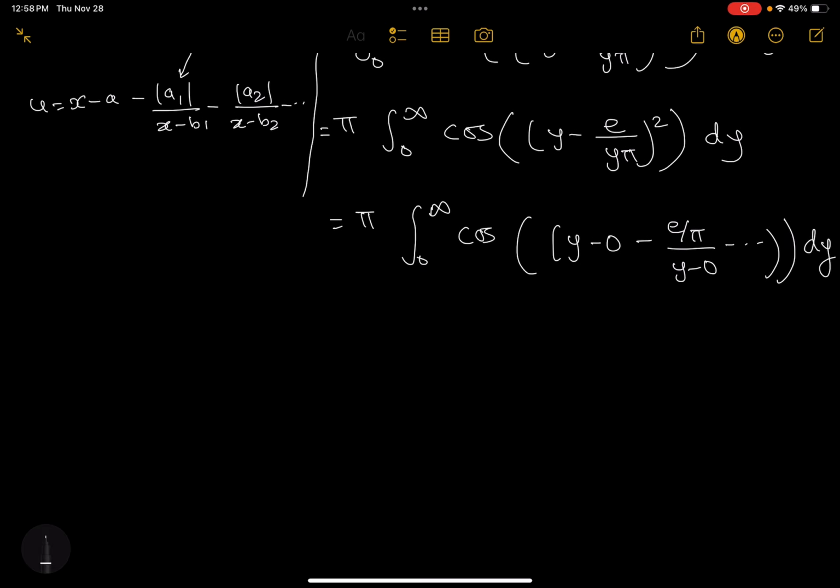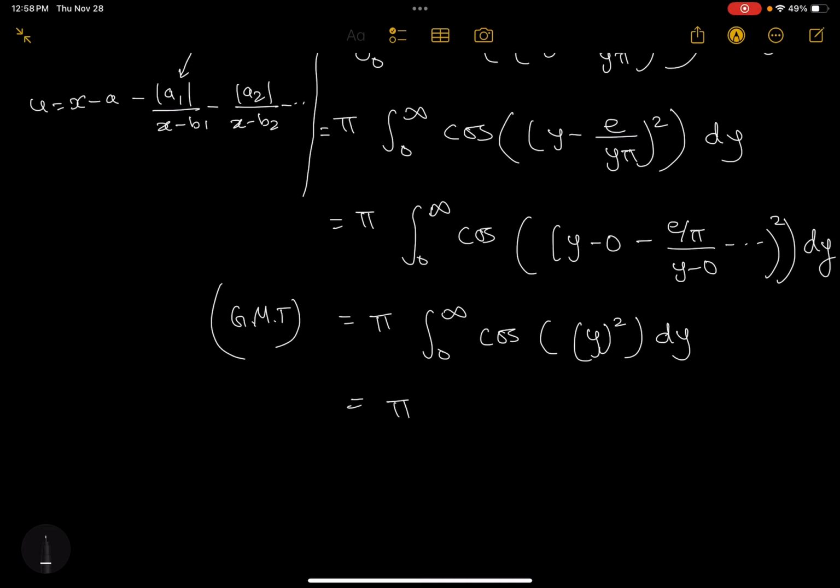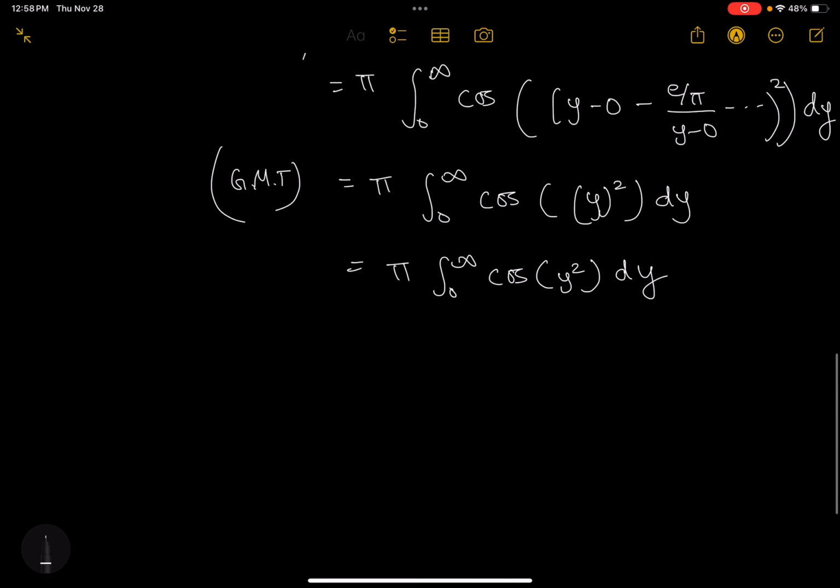So this integral will now be equal to, using Glasser's master theorem, pi integral from 0 to infinity of cos of, oh, I forgot a square over here. Now this will just be y squared dy, right? Now guys, you might have already seen this integral, cos of y squared dy. This is a really famous integral actually. I mean this one: minus infinity to infinity of cos of x squared dx. This is known as the Fresnel integral.